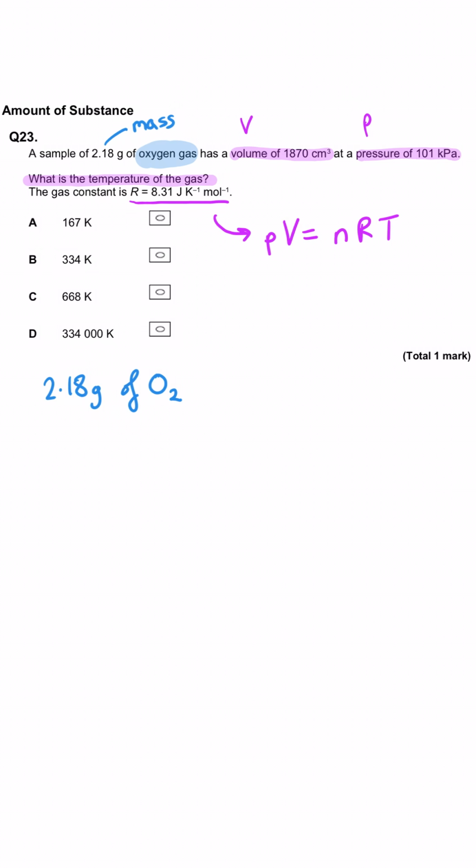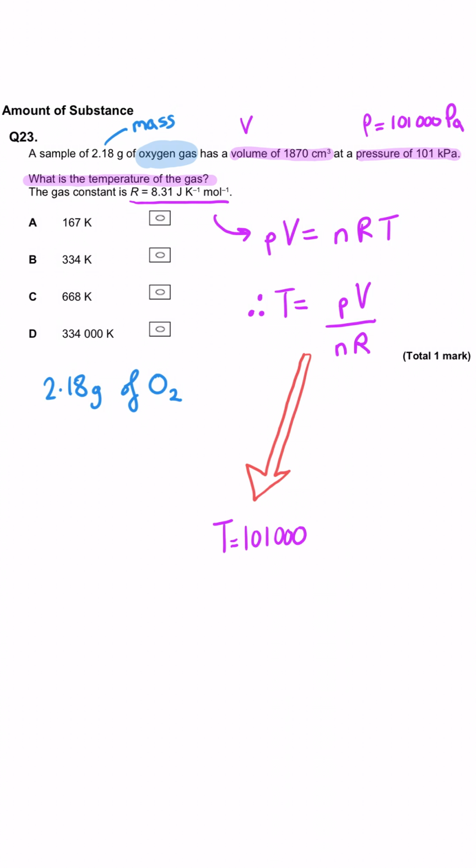Ideal gas equation, PV equals nRT, and then T, the temperature, is PV divided by nR. We've got the pressure, but it's in kilopascals, so that needs to be 101,000 pascals. Volume needs to be turned into meters cubed, and we divide our cm cubed by 1,000,000, and we get 1.87 times 10 to the minus 3 meters cubed.